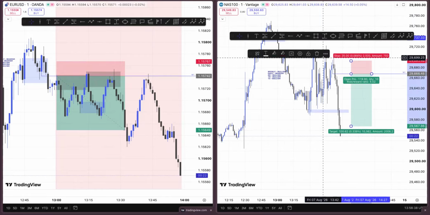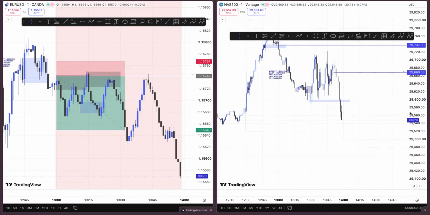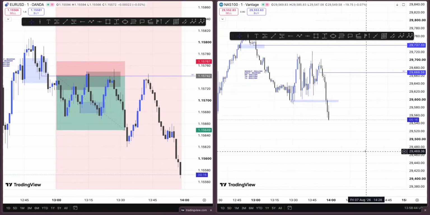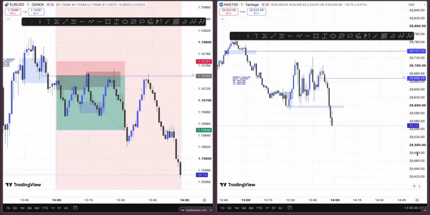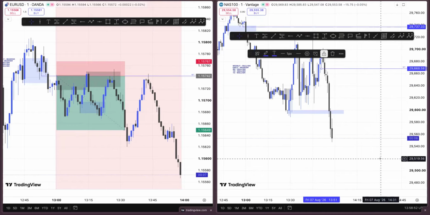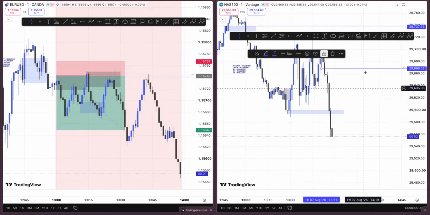It's either NAS will come down, NAS will sell, and then create a buy side liquidity for us to take the buys to find this supply. Or price will find the supply, use it for the move, and then create a buy side with that move. So let's see how that plays out.